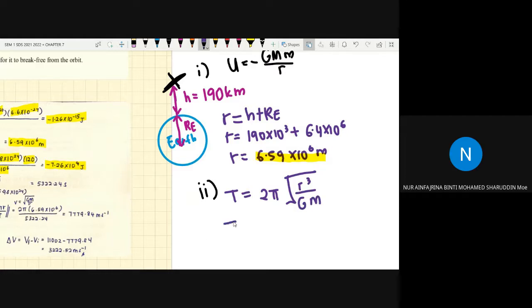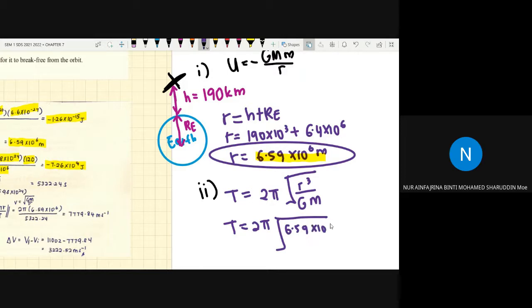Okay, now we want to find the period, 2 pi. R we already have, just take it. R is the same as above. So R is 6.59 times 10 to the power of 6, cubed, divided by the gravitational constant 6.67 times 10 to the power of negative 11, multiplied by the mass of Earth, which is 5.98 times 10 to the power of 24. Press the calculator, I think you will get your period.